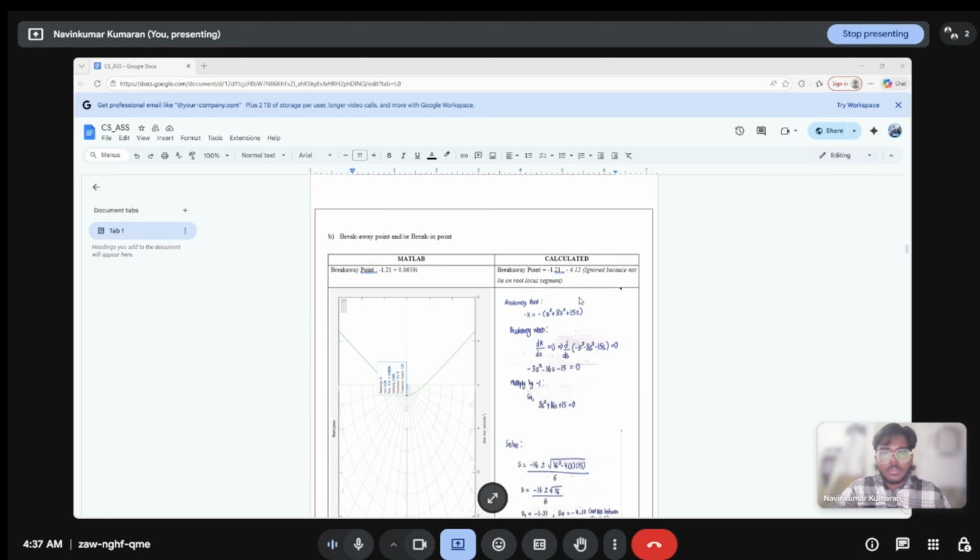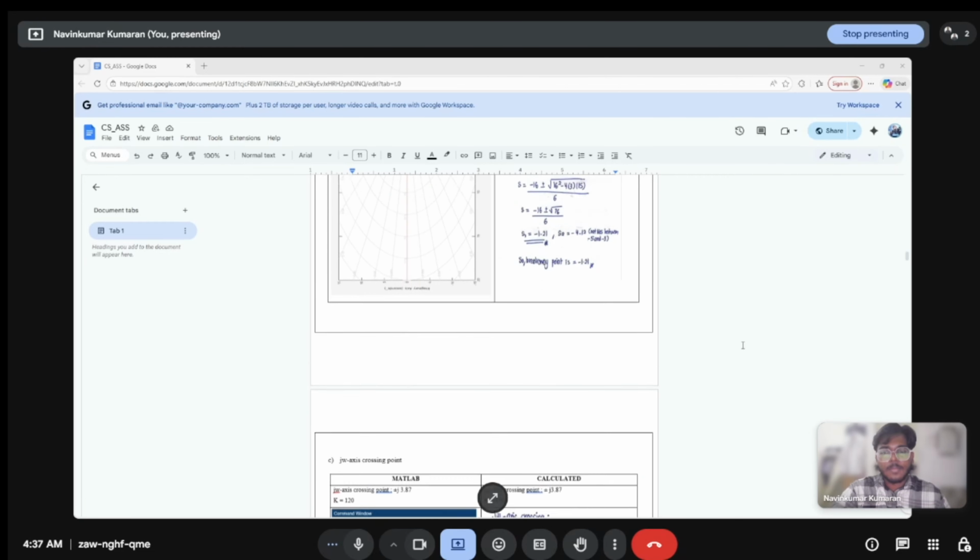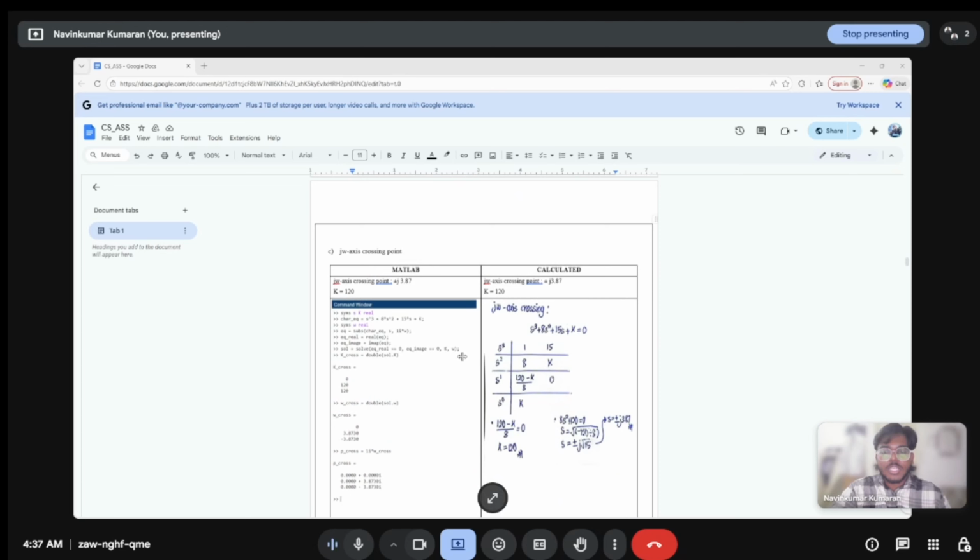Breakaway point, the value is negative 1.21. The jω crossing point for the system is plus minus j3.87, and the K, which is the gain value, is 240.